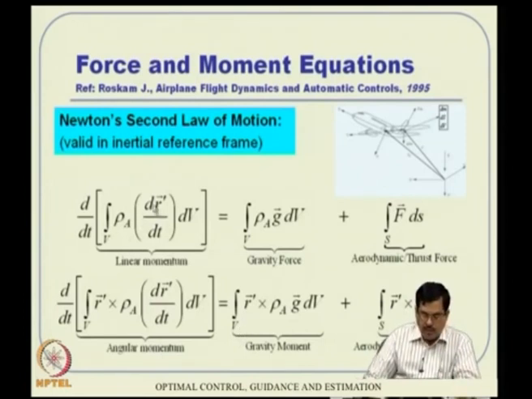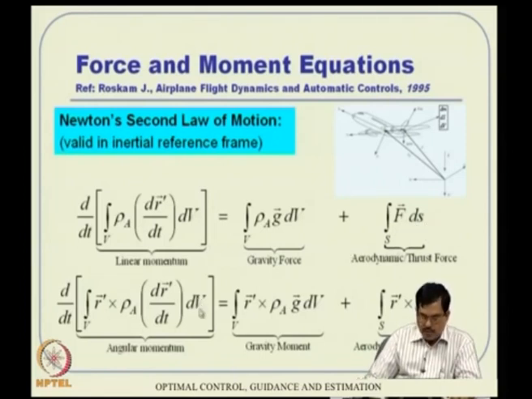So, the rate of change of linear momentum, where this is the linear momentum of the particles integrated over the entire volume, the total linear momentum, is nothing but the total applied force. The total applied force is, one, the gravity force, and another, the aerodynamic force. Remember, aerodynamic force depends on surface area, so if you integrate it over the entire surface area, you will get something. So this is a surface area integral and this is a volume integral, m times g and all that. So the rate of change of linear momentum is the total applied force, partly through gravity and partly through aerodynamic and thrust forces.